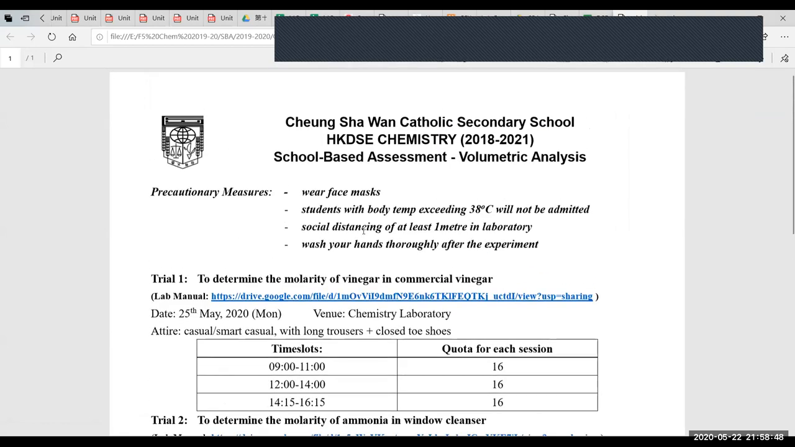So I know that on Monday and Tuesday we still have one or two more days to go before the class resumption. So we still have some precautionary measures, just like asking you guys to wear face masks. If you have a very high or abnormally high body temperature, sorry, you cannot enter the school premises. You need to have social distancing of at least 1 meter in the lab. Don't crowd too much. Don't come too close. And I will expect you guys to wash your hands very, very frequently, especially after experiments. This is what I would like to talk to you about precautionary measures.